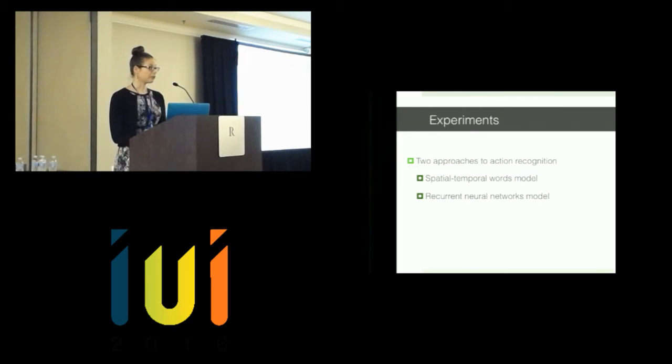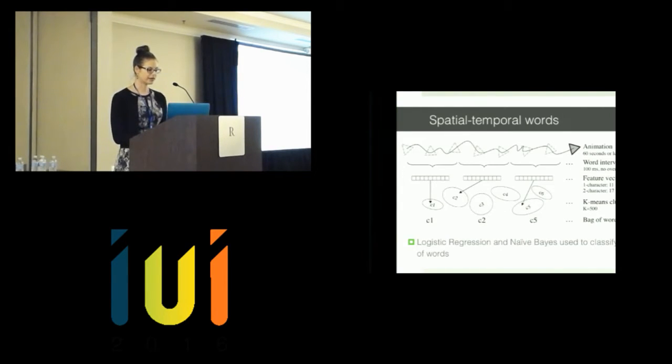We evaluated 2 different machine learning approaches for the task of recognizing actions in these charades animations. The first one we refer to as a spatial temporal words model, and the second one is a recurrent neural networks model. So here is a diagram giving a summary of the spatial temporal words model. This approach is analogous to the bag of words approach that's very popular in text classification. Of course, here we're not classifying words, but we define a spatial temporal word as a categorical representation of the motion at a particular duration of the animation.